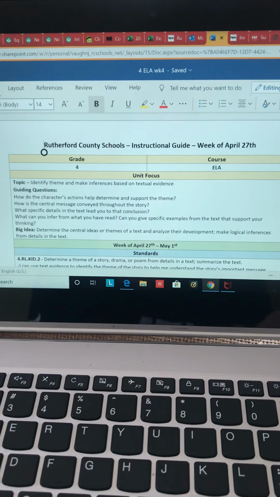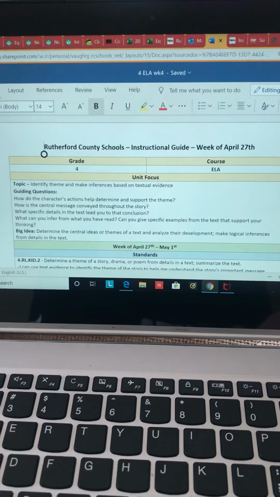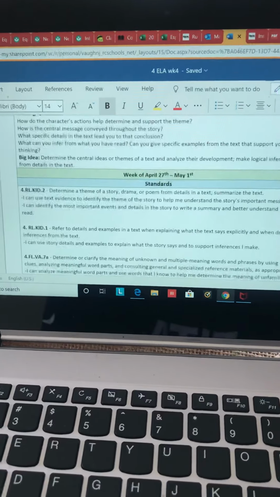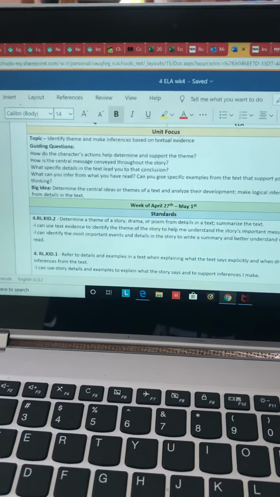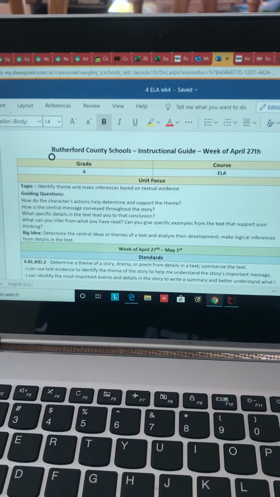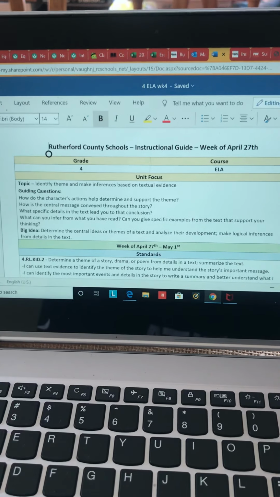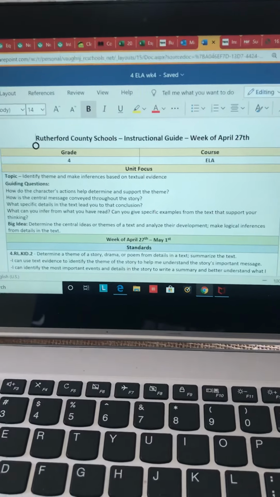Here is the ELA packet for the week of April 27th through May 1st. You'll notice the first page has not changed. It's what you're familiar and used to seeing. This week we are going into literature text and we are going to be working on theme and summarizing theme.